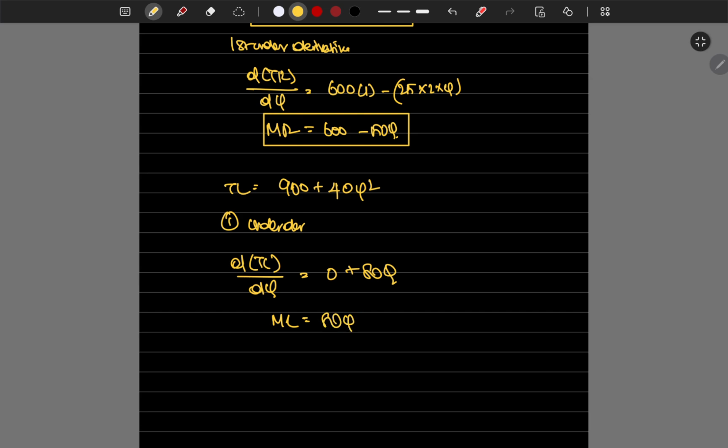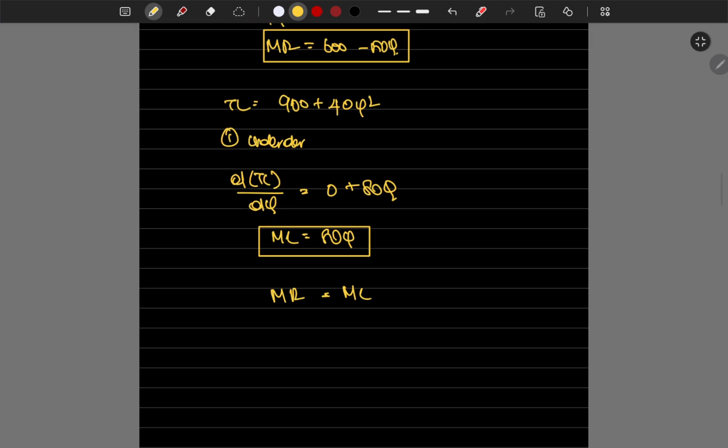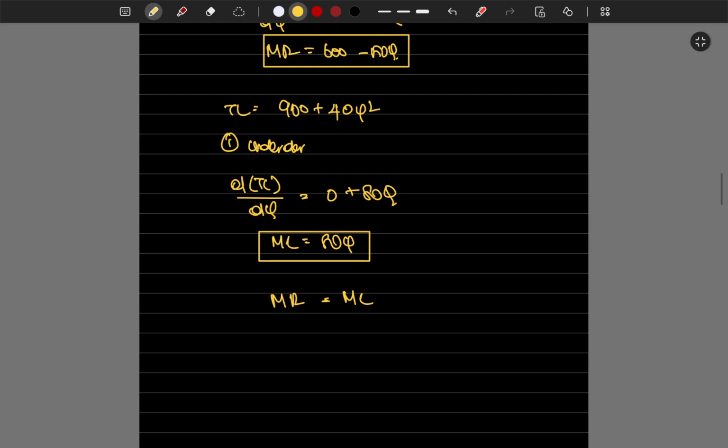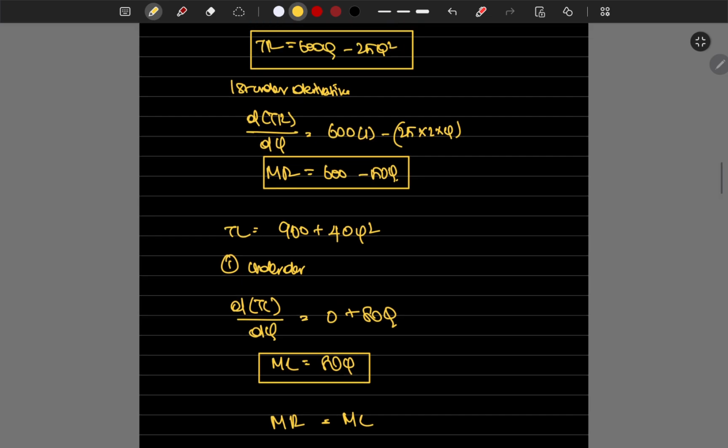Now we have to balance it. MR is equal to MC, marginal revenue is equal to MC. This is the fundamental for this Maxima Minima. What's the MR here? 600 minus 50q. MC is equal to 80q. Bring q into one place: 130q. Q is equal to 600 divided by 130, which is 4.6, the quantity. So quantity also we found.